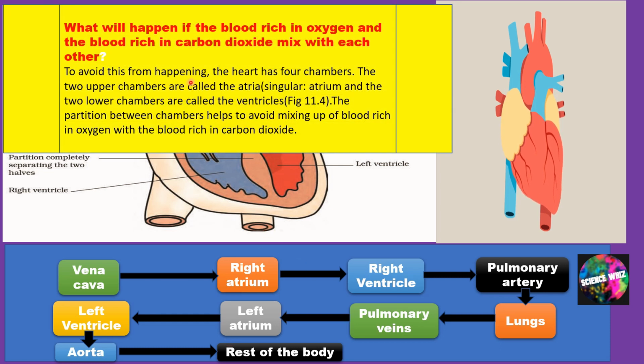What will happen if the blood rich in oxygen and the blood rich in carbon dioxide mix with each other? To avoid this from happening, the heart has 4 chambers. The 2 upper chambers are called atria and the 2 lower chambers are called the ventricles. The partition between chambers helps to avoid mixing up of blood rich in oxygen with the blood rich in carbon dioxide. The schematic representation of blood flow through the human heart is very, very important, as you are going to learn in higher classes a detailed explanation about the heart.